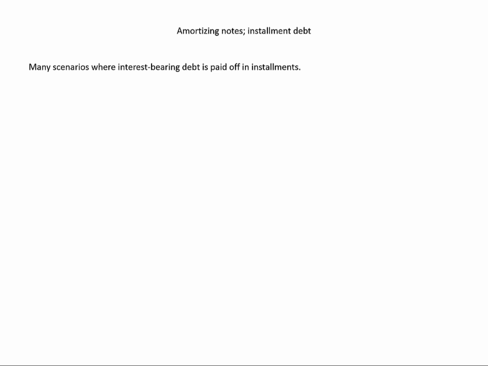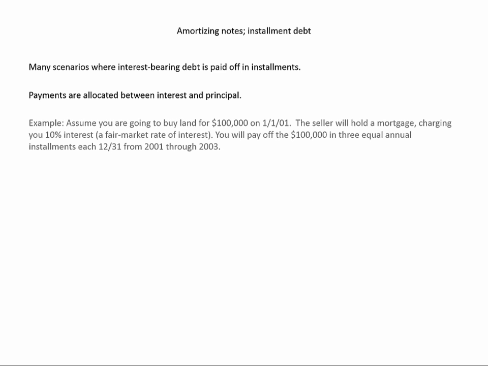Now again, there are many scenarios where interest-bearing debt is paid off in installments. And when these payments are made, the payments are allocated between interest and principal. For example, let's assume we're going to buy some land for $100,000 on January 1st, 2001, and the seller is going to hold a mortgage charging 10% interest, which let's assume is a fair market rate of interest, so there won't be any discount or premium. And you're going to pay off that $100,000 in 3 equal annual payments, each December 31st from 2001 through 2003.